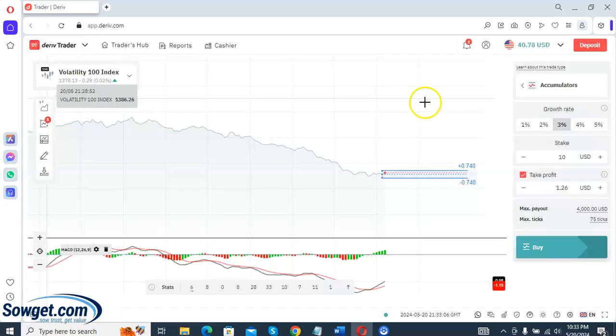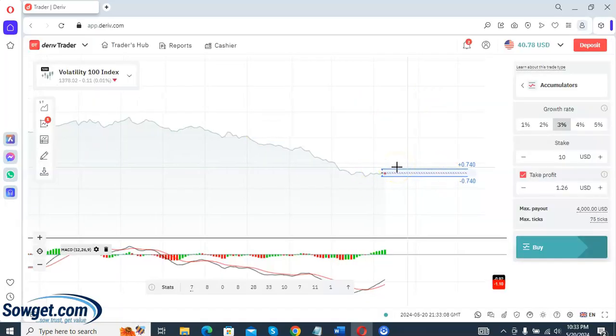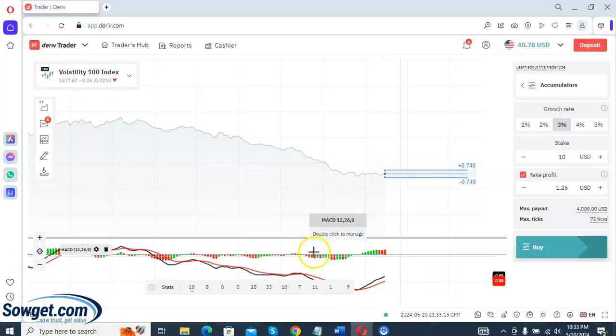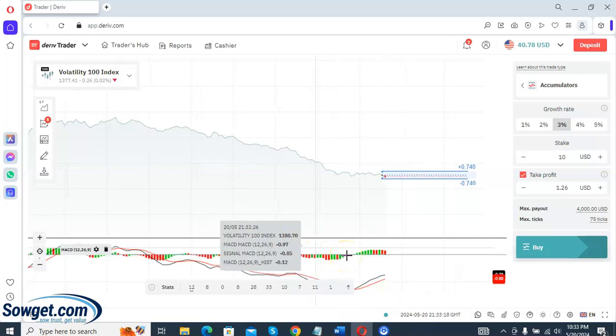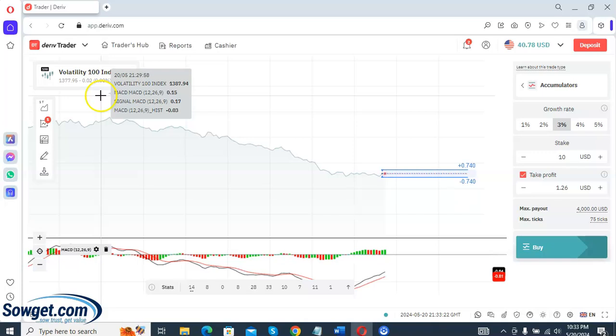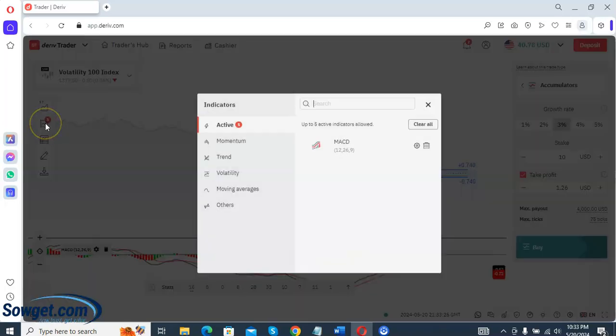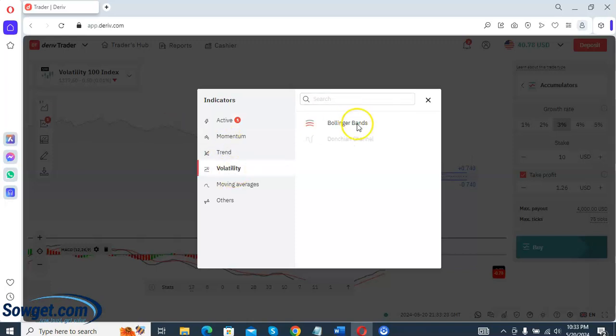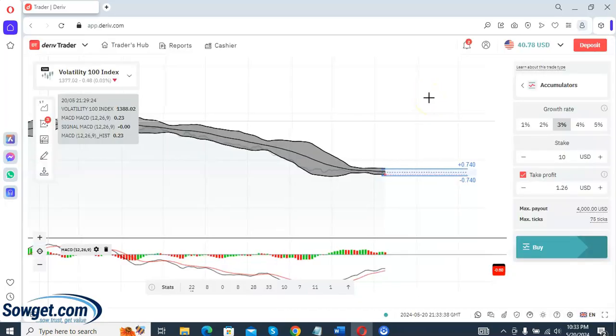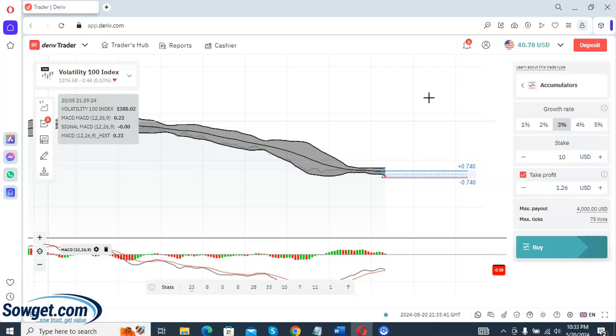This is how the MACD will look, and I explained the factors we are going to be looking out for. We are going to add another special indicator, which I'm going to show you now: Bollinger Bands. Okay guys, this is the important tool in this second strategy that I'm going to show you.